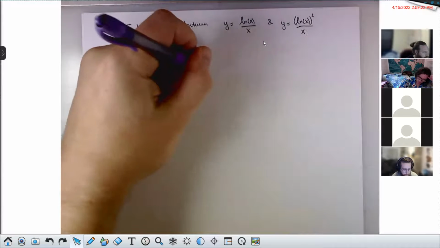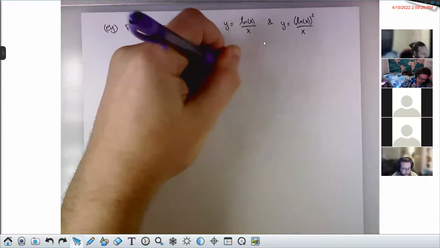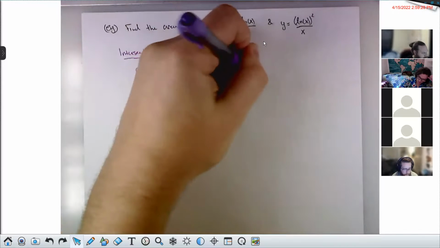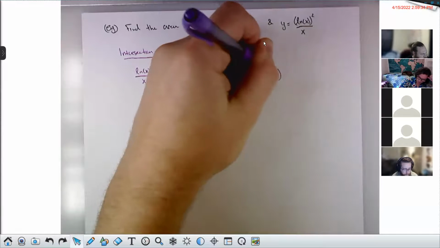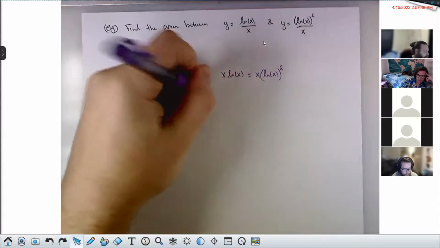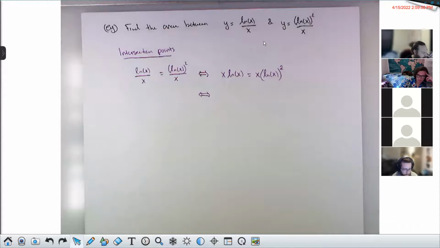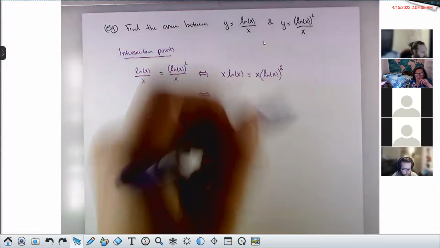And this time, when I cross multiply to get rid of those denominators, I'm going to get x ln x equals x (ln x) squared, like this. And then I can divide through and cancel the x's as long as I know that they're non-zero. And it is implied that x is non-zero here because the natural log function cannot take 0 as an input.